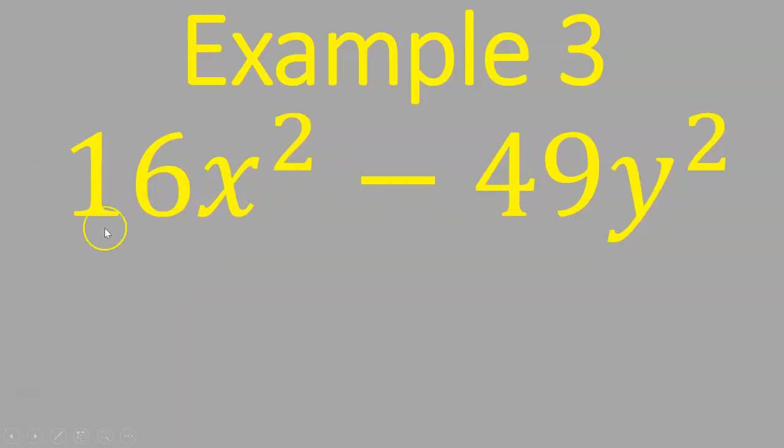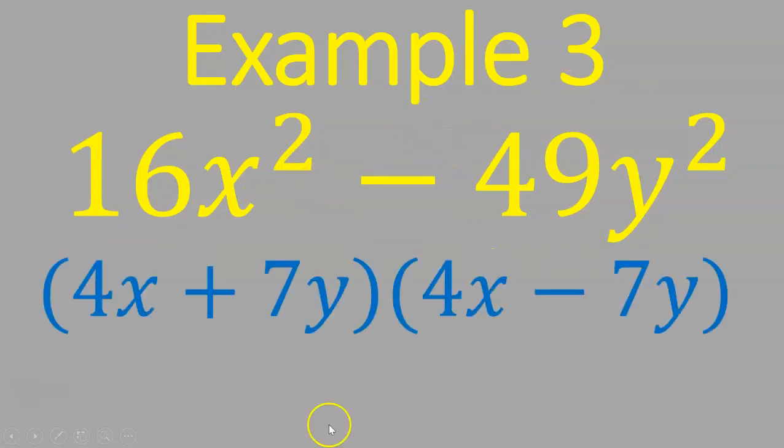Same idea. You got a perfect square minus a perfect square. So notice the pattern. 4 times 4 is 16. We need the x with that. 7 times 7 is 49. We need the y with that. All right, so this is factoring the difference of two perfect squares.